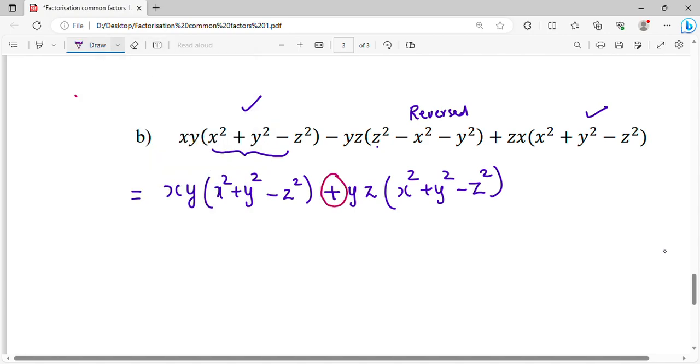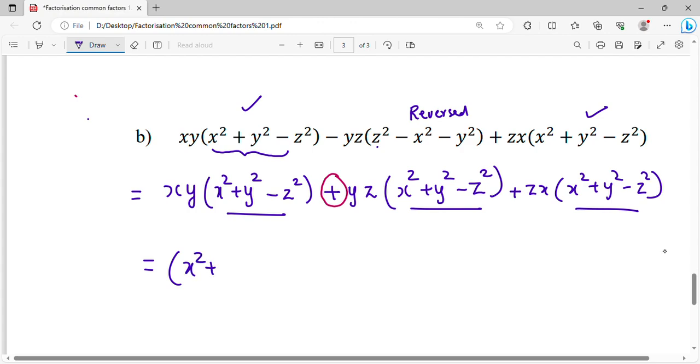And now you see your job is completed. You could factorize easily now. You see this is all the same. So this becomes (x squared plus y squared minus z squared) bracket (xy plus yz plus zx). Yes, done.